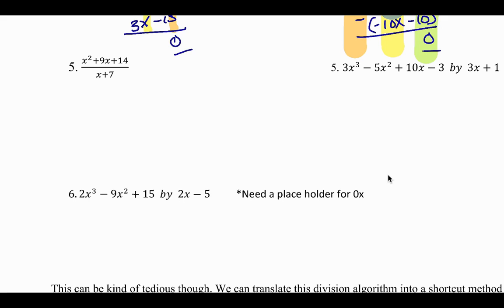You know, division problems, they look like 3 divided by 2. They look like 3 divided by 2. And they also look like 3 divided by 2. So they can be all over the place. And with polynomials, it's no different. But let's go through number 5 together.